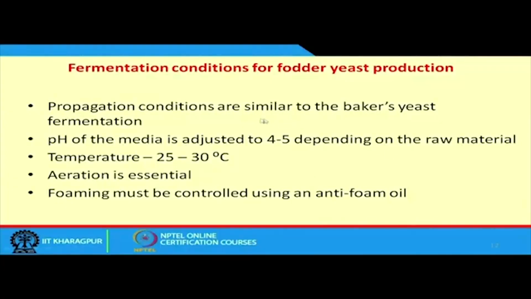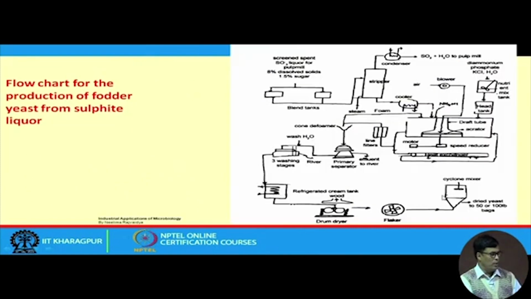The propagation conditions are similar to the Baker's yeast fermentation process. The pH of the media is about 4 to 5, depending on the raw materials. Temperature is 25 to 30 degrees centigrade. Aeration is essential; this is also an aerobic fermentation process. Foaming must be controlled with the help of anti-foam oil. So these are the fermentation conditions required for the fodder yeast fermentation process.